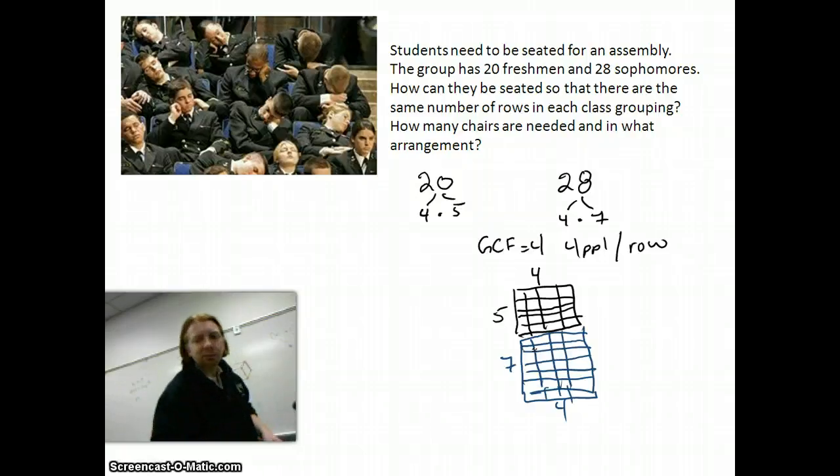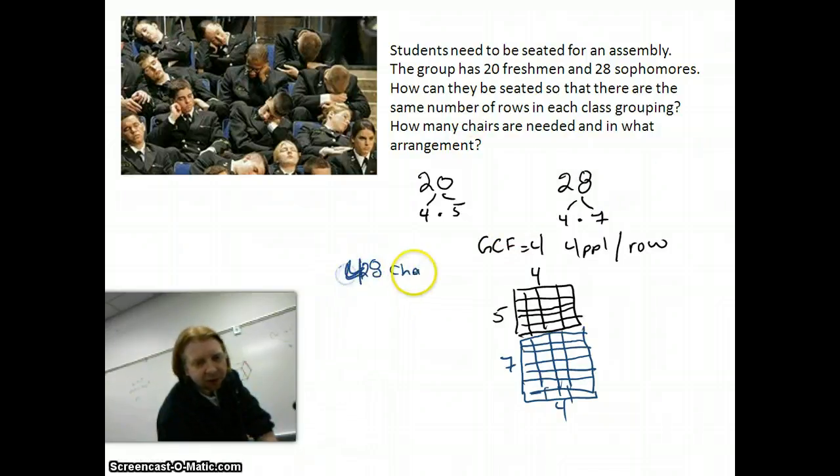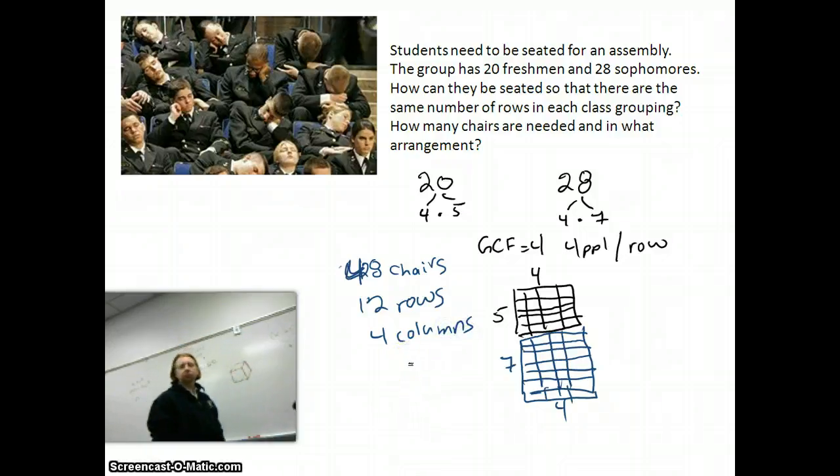Can you write the answer? Sure. How many chairs are needed and in what arrangement? I need 28 chairs. No, 48 chairs. 48 chairs, arranged in 12 rows, 4 columns. 20 plus 28 gives me 48 total. Or 12 times 4 gives it to you as well.